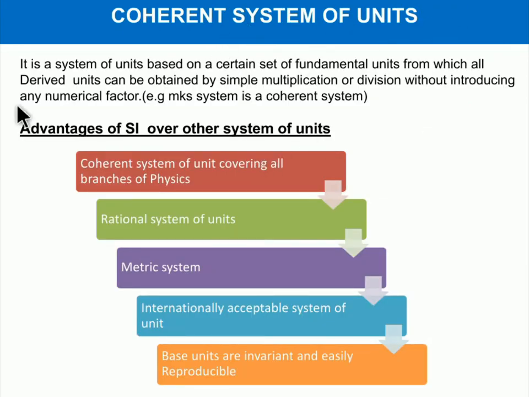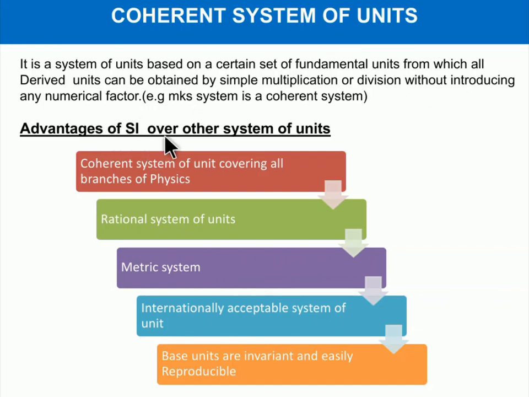Coherent system of units. It is a system of units based on a certain set of fundamental units from which all derived units can be obtained by simple multiplication or division without introducing any numerical factor. For example, the MKS system is a coherent system of units in mechanics. All derived units in mechanics such as area, velocity, density, acceleration, force, etc. can be obtained by multiplying or dividing the fundamental units of mass, length and time.